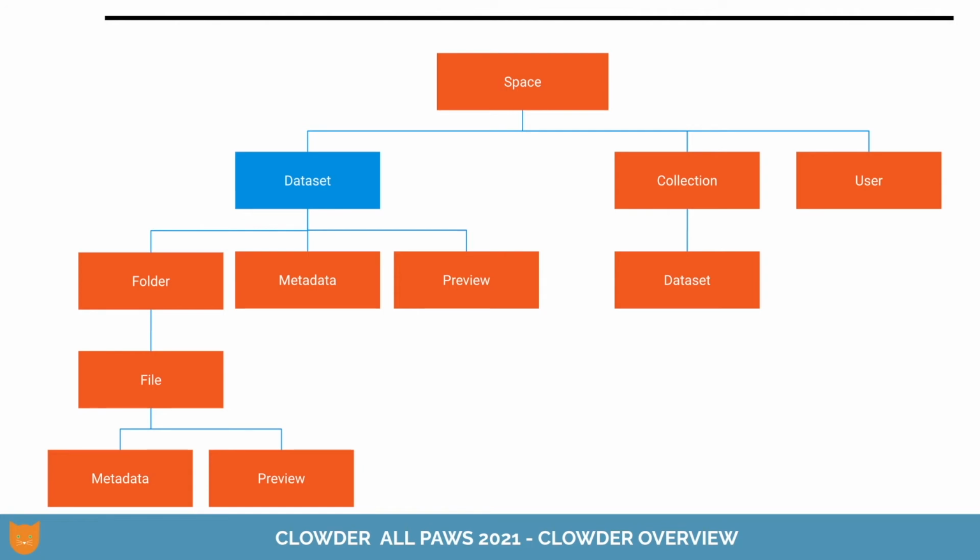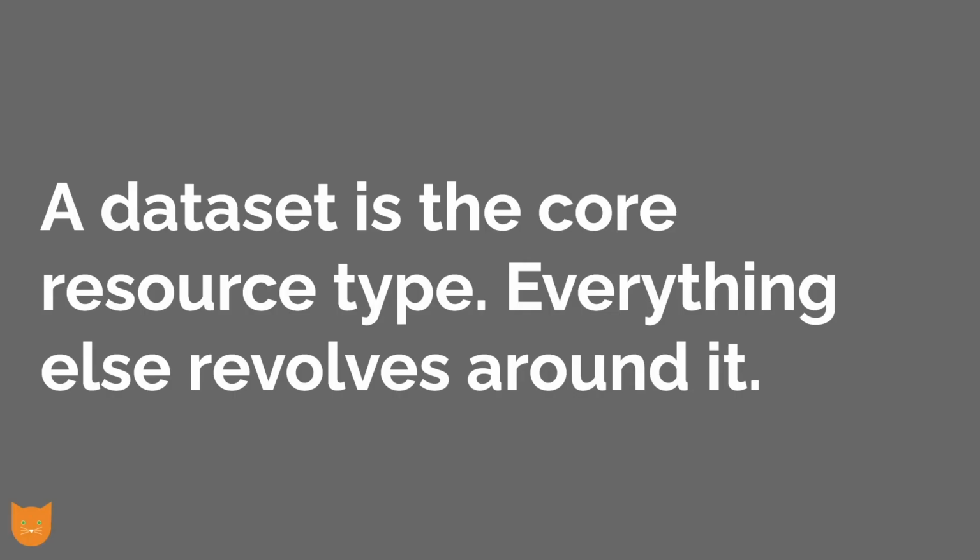The full picture of the Clowder data model looks like this. Datasets are the core object and include files, folders, metadata, and previews. Files also include metadata and previews. Spaces are the intersection of datasets, collections, users, and permissions. Datasets can be organized in collections. But the most important thing to remember is that a dataset is the core resource type. Everything else revolves around it.